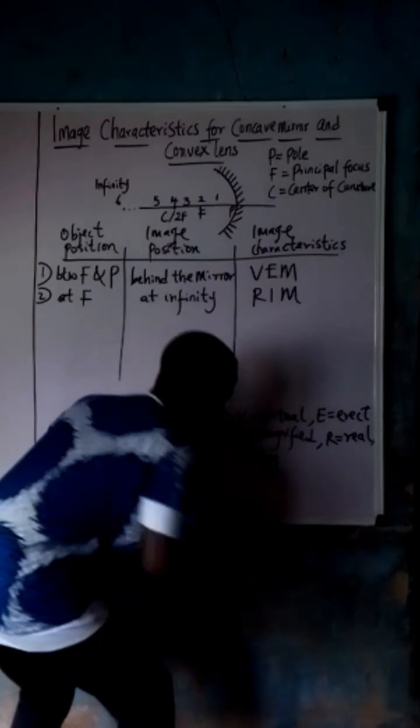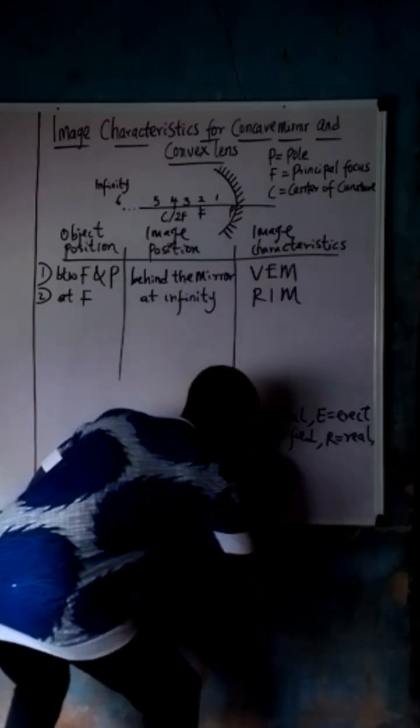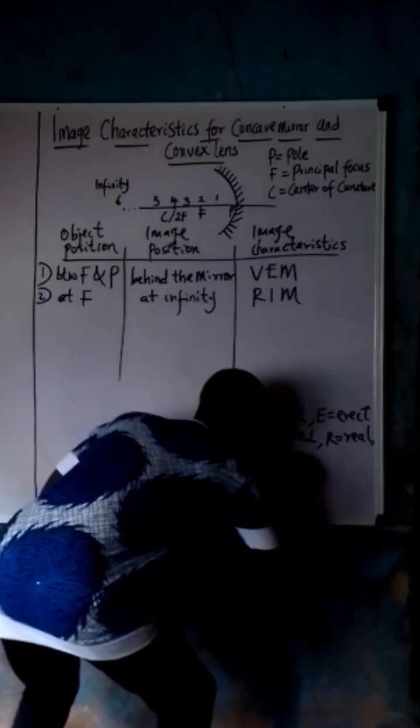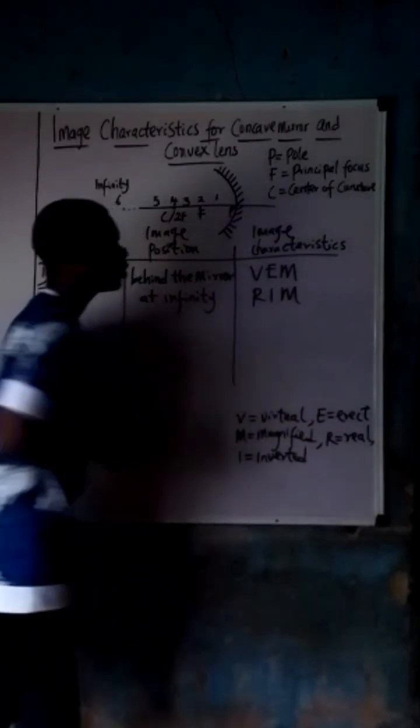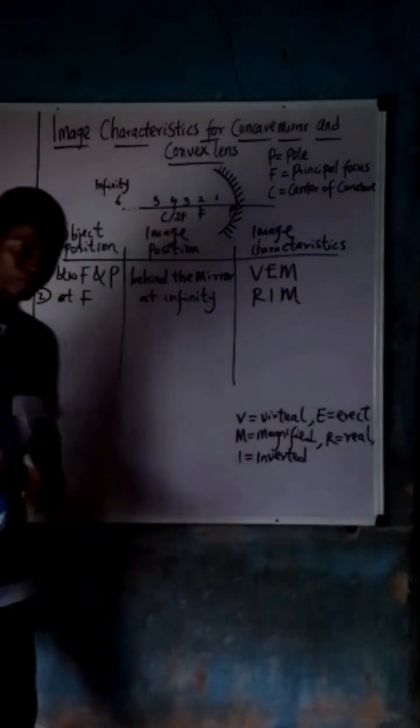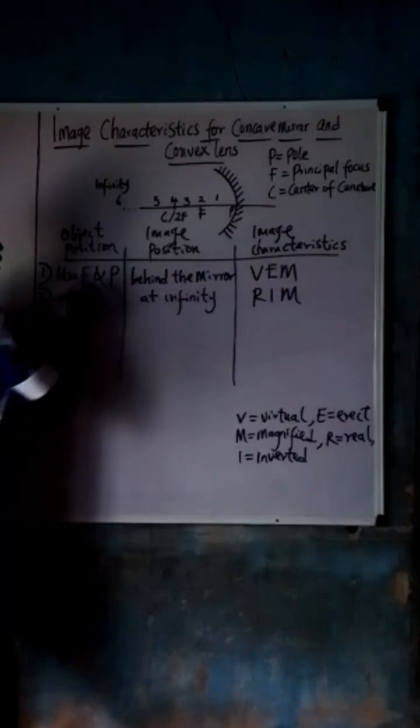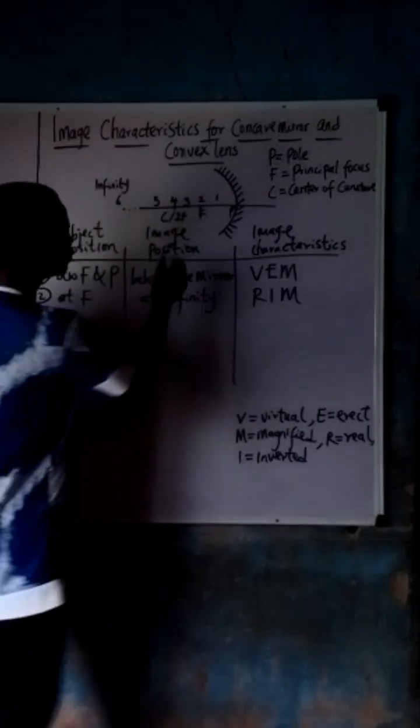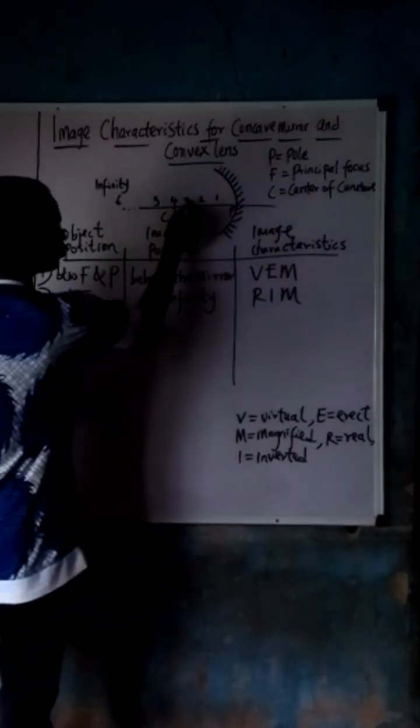Magnified. No, sorry. I equals inverted. I equals inverted, and M, like we know, equals magnified. Now let's go to position 3, when an object is placed between C and F.